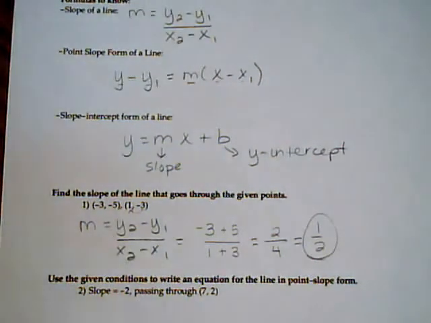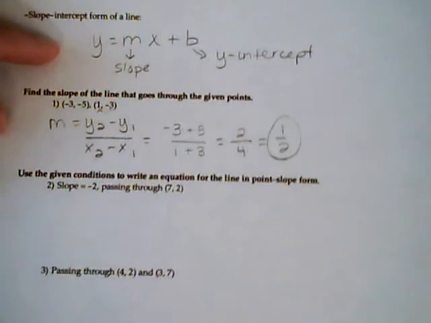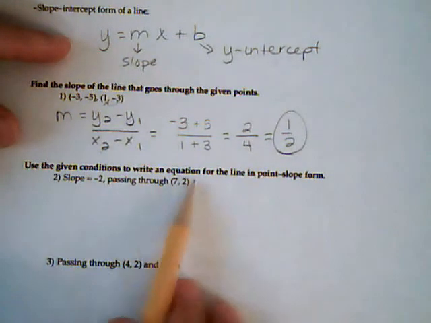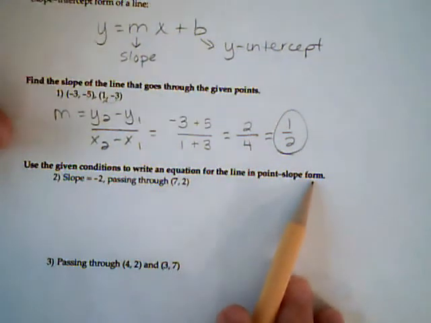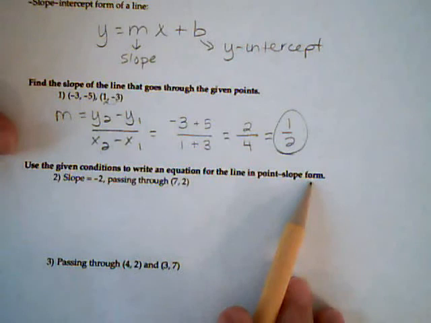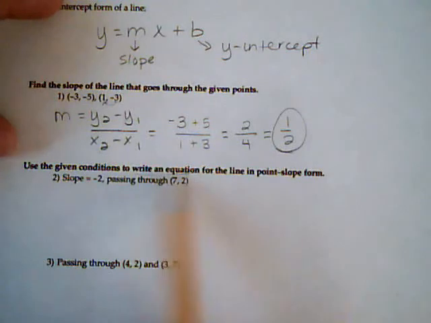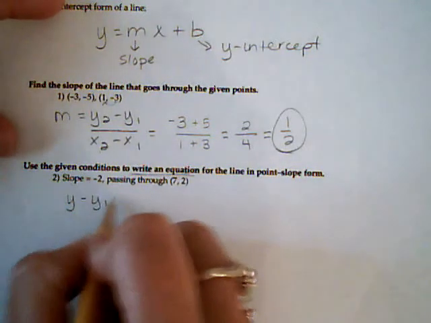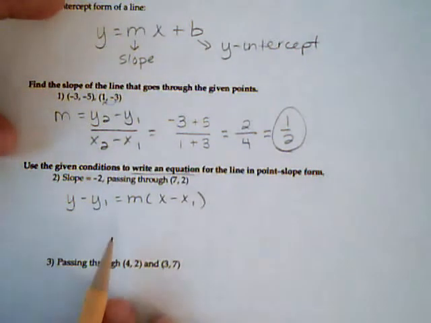For the next problems, you're actually going to be writing the equation of a line. So number 2 says, use the given conditions to write an equation for a line in point slope form. Be very careful on your homework. They will tell you what form they want the equation to be in. But if you're writing an equation, then you're always going to be using the point slope form of a line. That's going to be your starting point.